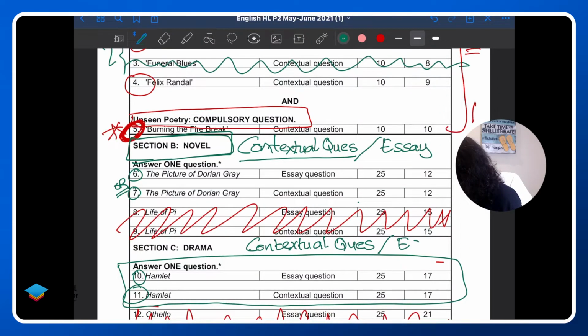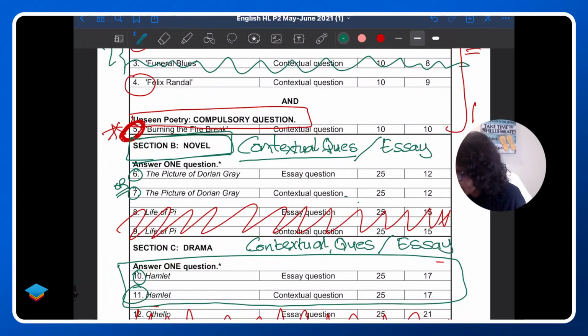And then you will also have an essay question, right? So here you can see, you have for The Picture of Dorian Gray the essay question, and then you have the contextual question. The same with the drama, essay question, contextual question. Your instruction will tell you that you must make a choice. You cannot answer both contextual questions for your novel and your drama, right? You must do a contextual and you must do an essay.